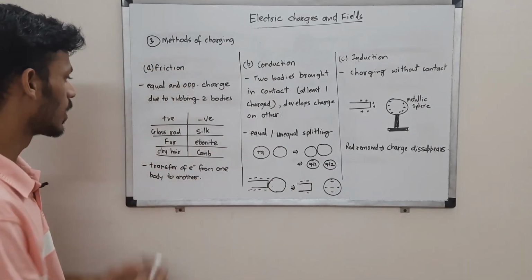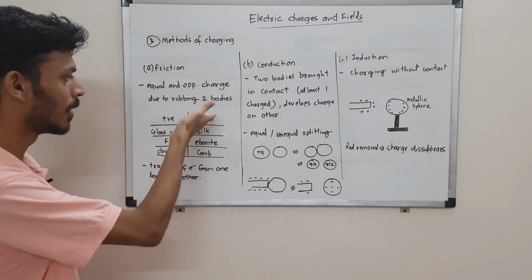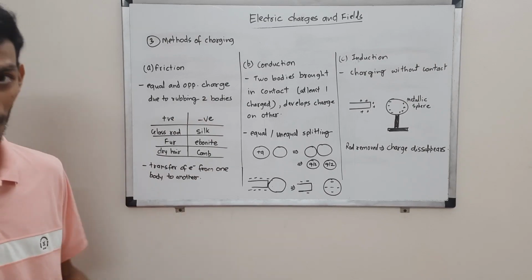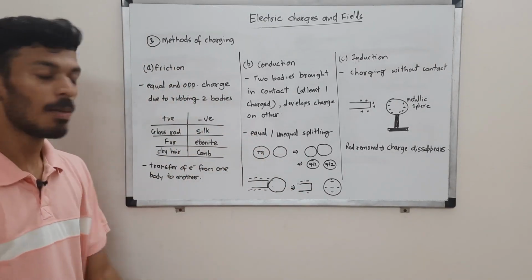You can remember it this way: E for ebonite, E for electron, E means negative. So ebonite rod will usually be negatively charged, and glass rod will be positively charged.